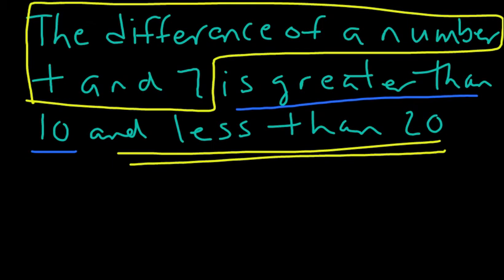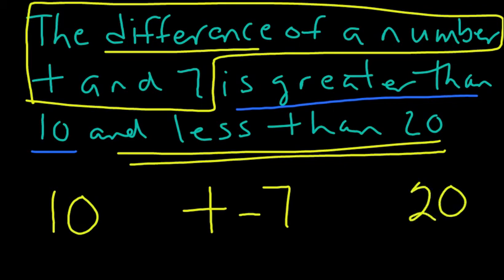So, let's figure out what goes in the middle. The difference of a number, t, and 7. What does difference mean? Difference means subtract. So, t minus 7 in the middle. Okay? Now on one side, we're going to have a 10. On the other side, a 20.